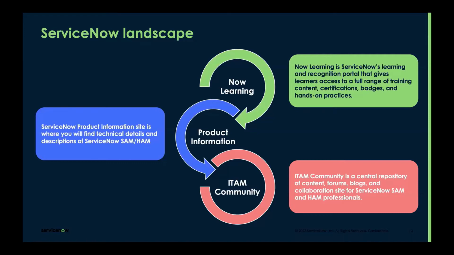Yeah, that's great. So Now Learning is really your educational portal, and the product information, I consider that kind of like your how-to or your instruction manual. It gives you all the terms. It gives you a deep dive into some of the product features, and like you said, you can go retroactively looking at different releases, and if you're on a different release, you can see what applicable product information there is for a specific release.